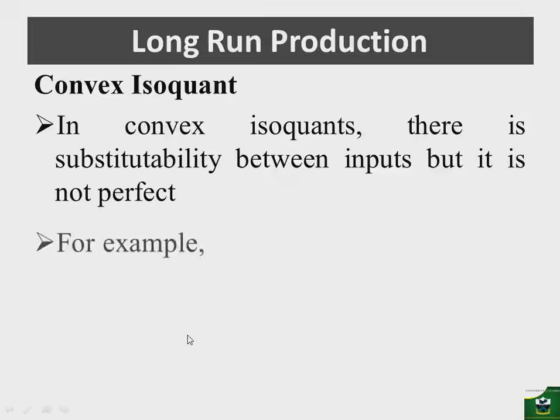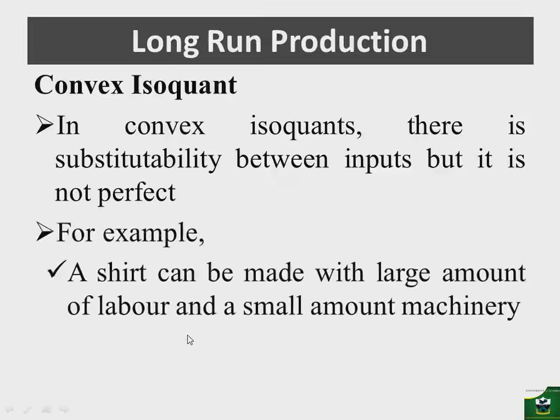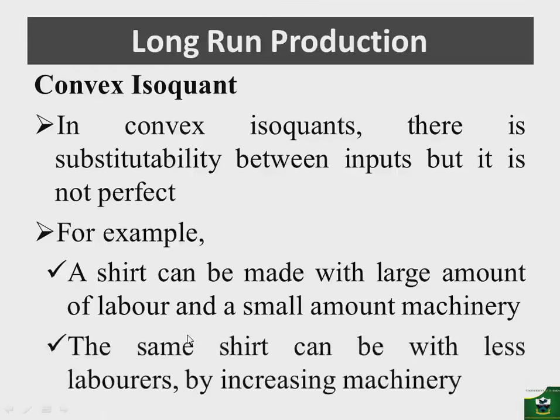For example, a shirt can be made with large amounts of labor and a small amount of machines. The same shirt can be made with fewer laborers but increased machinery. This tells you that we are able to substitute inputs here but produce the same level of output, which is a shirt.